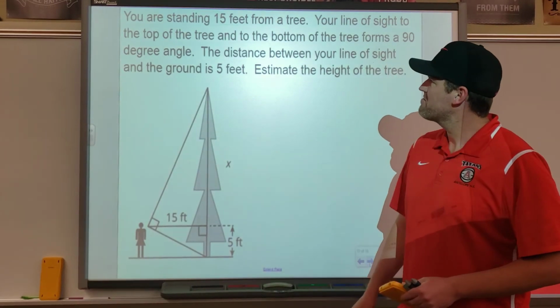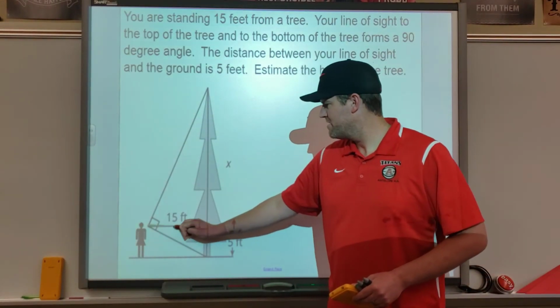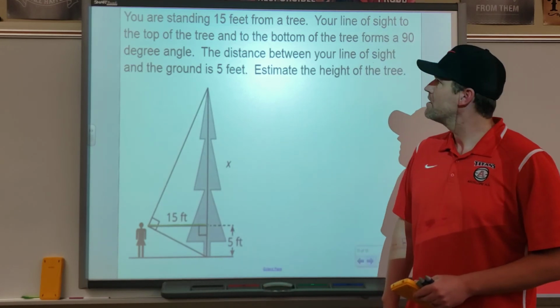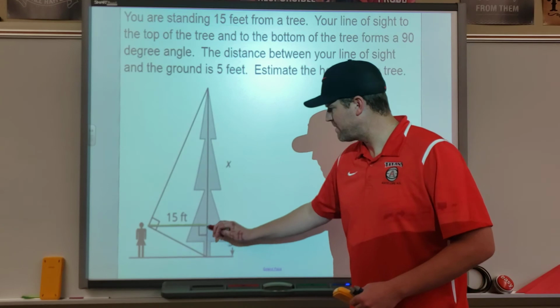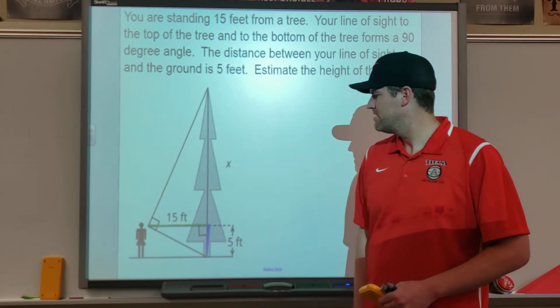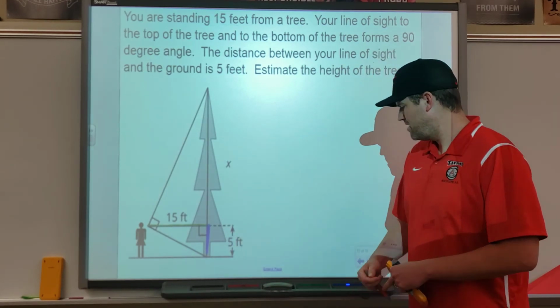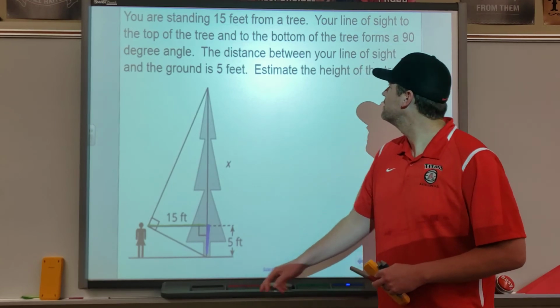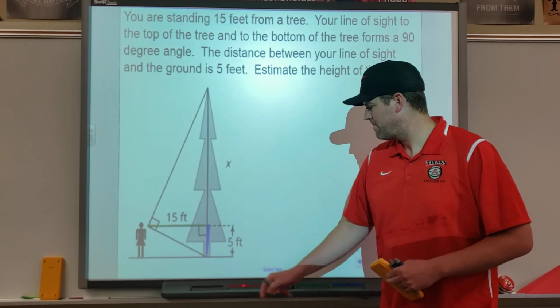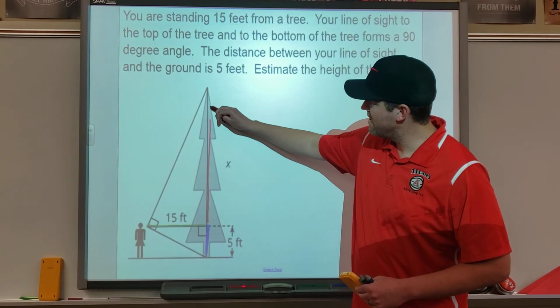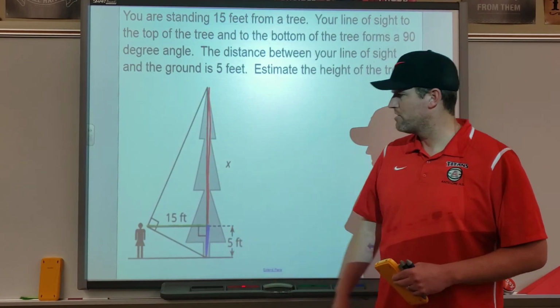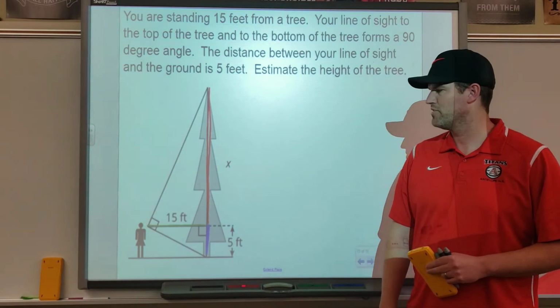All right, so you are standing 15 feet from a tree, so we know that's 15 feet. The distance from your line of sight to the ground, or basically the height of your eyes, is 5 feet. And we are trying to find the height of the tree. Well, in order to find the height of the tree, I need to still know how tall that part of the tree is.